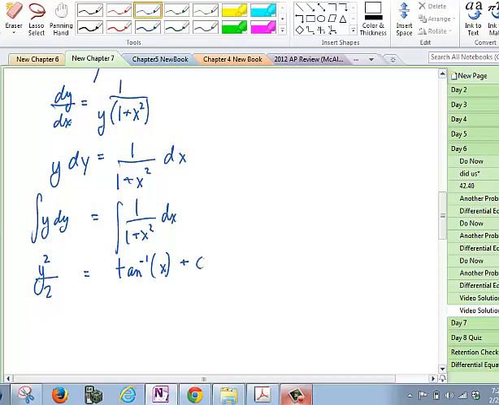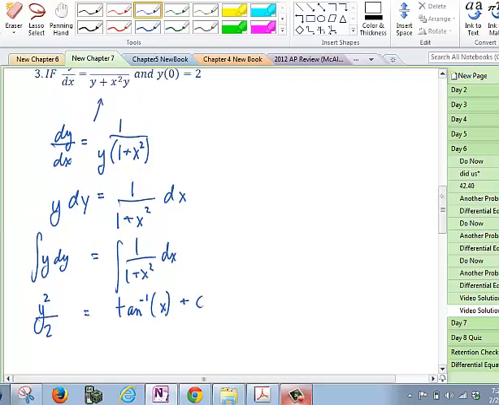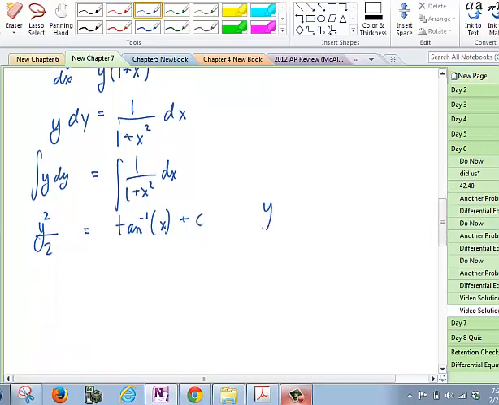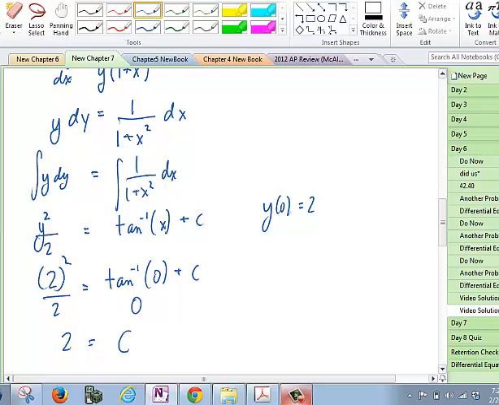And now we have to just use our initial condition to help solve for the constant, which is when x equals 0, y of 0 equals 2. So we plug in a 2 wherever we see a y, and we do the inverse tangent of 0, which is also 0. So our constant is equal to 2. We plug that back into the original equation, and we solve.